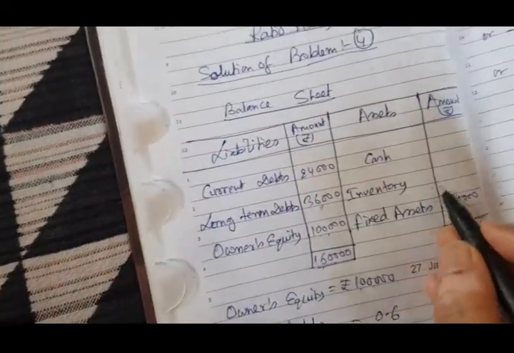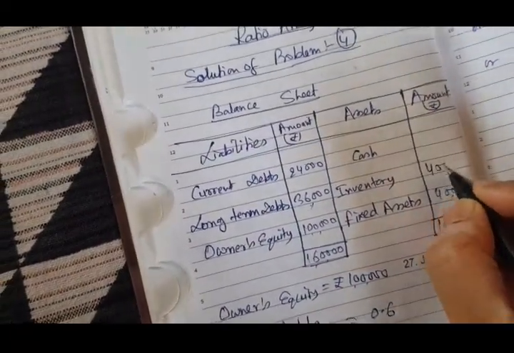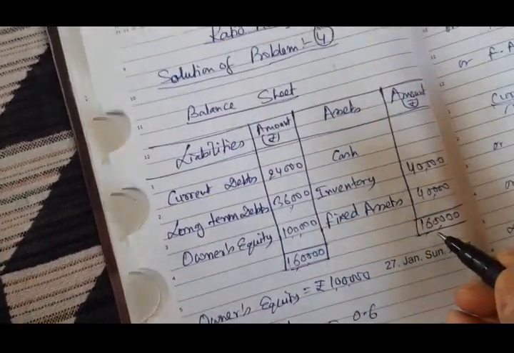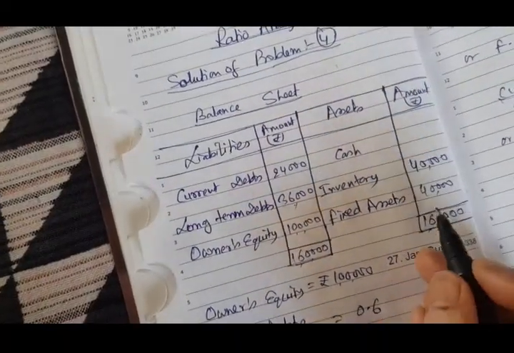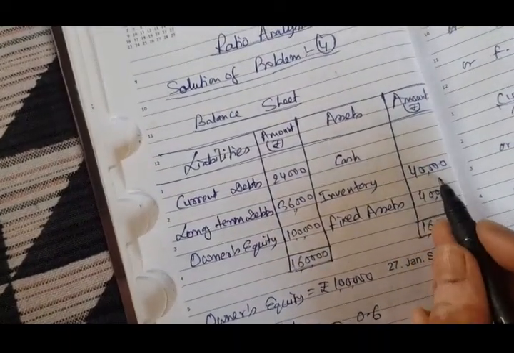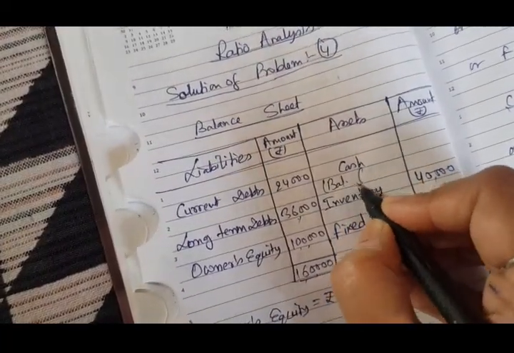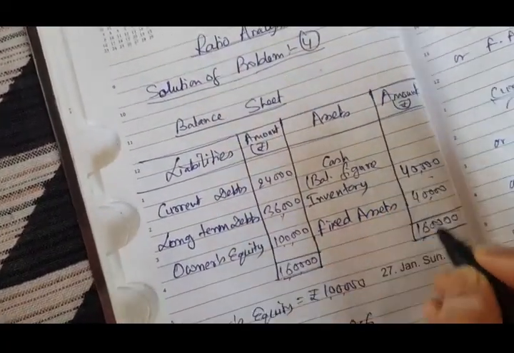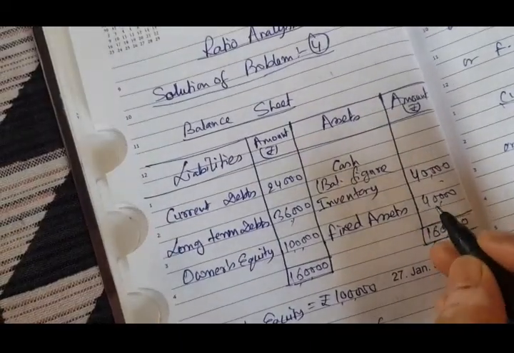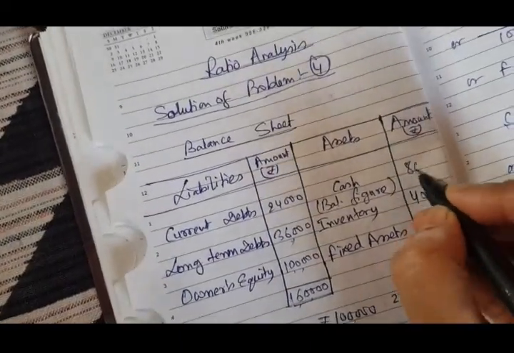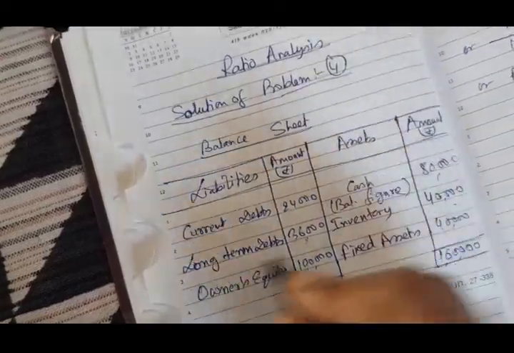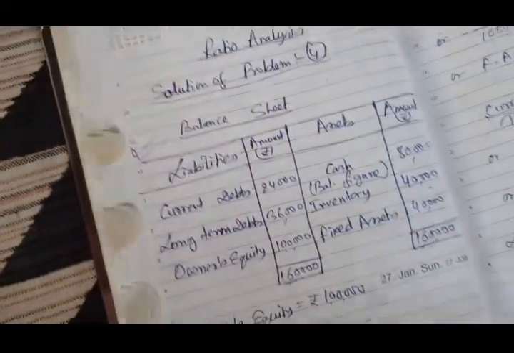Here inventory 40,000. So we know the balance total. Here fixed asset is 40, inventory is 40. So this will be your balancing figure, BAL figure. Nothing but 1,60,000 minus 80,000, that will be 80,000 cash balance. So your balance sheet is complete. Thank you.